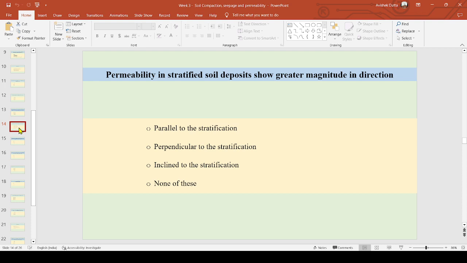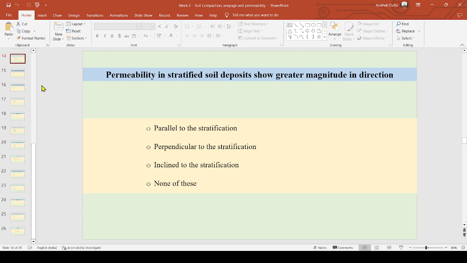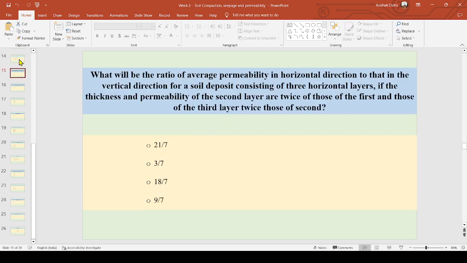Permeability in stratified soil deposits, it means which has layers of different kinds of soils having different values of coefficients of permeability. Show greater magnitude in which direction? Options are parallel to stratification, perpendicular to the stratification, inclined to the stratification, or none of these. Next question.